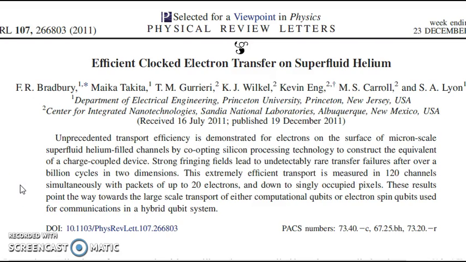Creating usable qubits out of liquid helium may be many years in the future, but experimentalists in the past 5 years have pioneered a more promising application of this architecture in the form of quantum information transmission. Forrest Bradbury pioneered this idea as a PhD student in the Lyon lab. In 2011, the group demonstrated record-fast electron transmission with an unprecedentedly low fail rate. Over 1 billion transmission cycles could run without the loss of a single electron using their device.